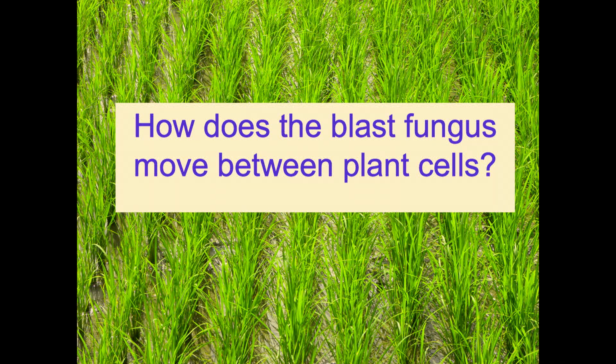But what was intriguing about seeing all these things as movies for the first time was trying to think about how the fungus traverses from one rice cell to another at the same time as maintaining membrane integrity. How is it able to accomplish that? As it moves into a new cell, it's surrounded by plant plasma membrane. So we decided to look at that process in more detail.